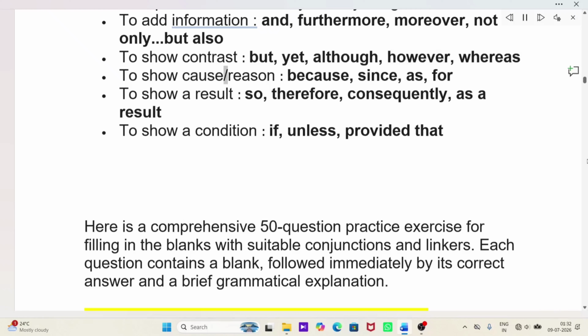To show cause/reason: because, since, as, for. To show a result: so, therefore, consequently, as a result. To show a condition: if, unless, provided that. Here is a comprehensive 50-question practice exercise for filling in the blanks with suitable conjunctions and linkers. Each question contains a blank, followed immediately by its correct answer and a brief grammatical explanation.